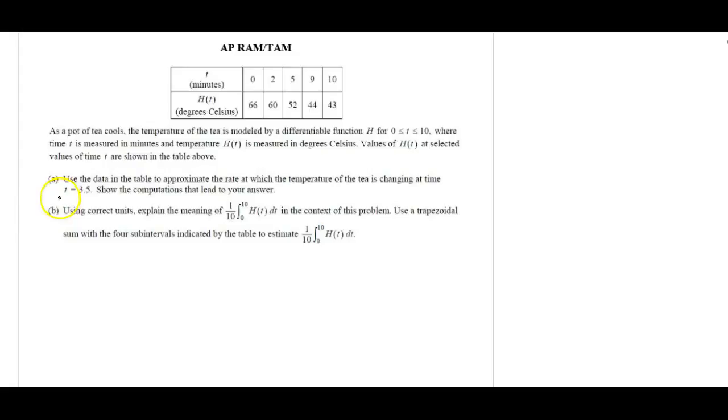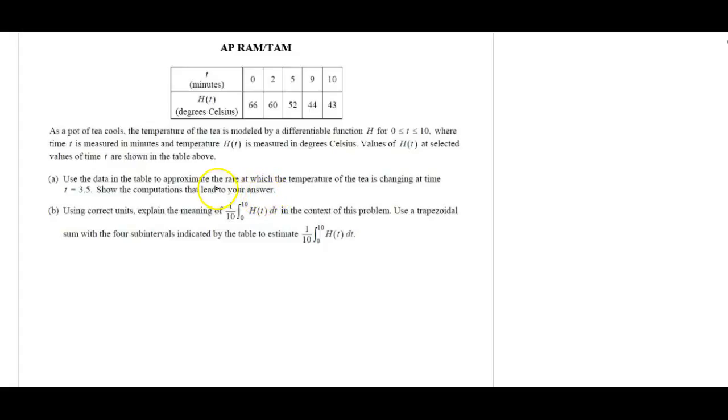So now, part A. Part A is not actually a rectangular or trapezoidal approximation, but it's good review, and it shouldn't take too long, so we're going to do it. Part A is asking us to use the data in the table to approximate the rate, an instantaneous rate of change, at which the temperature of the tea is changing at time 3.5. Show the computations that lead to your answer.